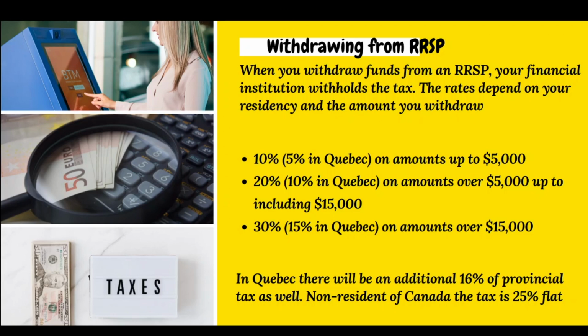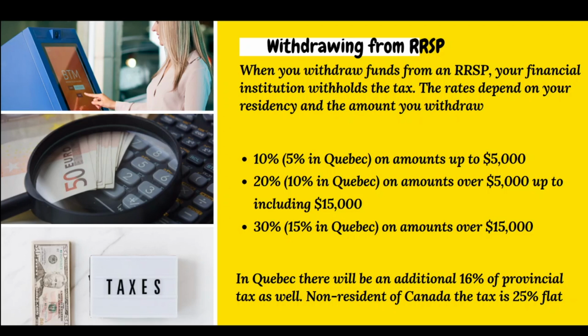This percentage varies for people who are in Quebec. For funds held in the province of Quebec, there will also be a provincial tax withheld. This will be an additional 16%. If you are a non-resident of Canada, you will pay 25% tax withholding regardless of the size of the withdrawal. But the tax doesn't end there. The amount of the withdrawal is also included in your taxable income for that year.